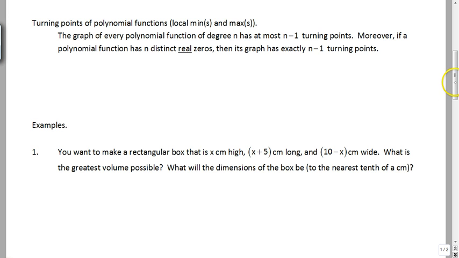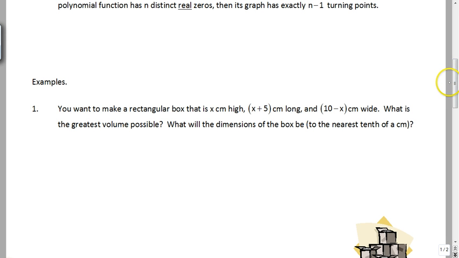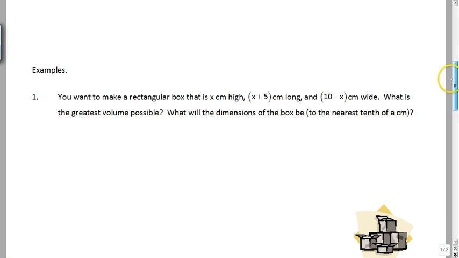So now let's kind of put this together. You want to make a rectangular box that is x centimeters high, and then it's 5 centimeters longer, and then it's 10 minus x centimeters wide. So what is the greatest volume possible? And what will the dimensions be? And we're going to round to the nearest tenth of a centimeter.